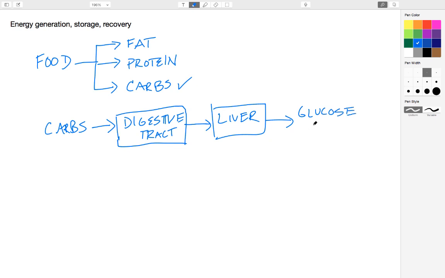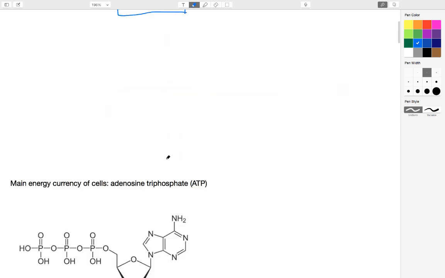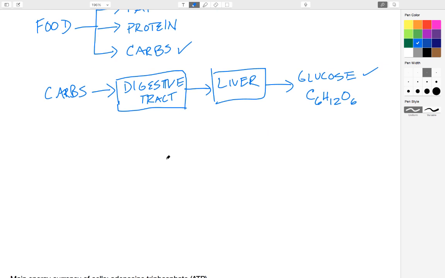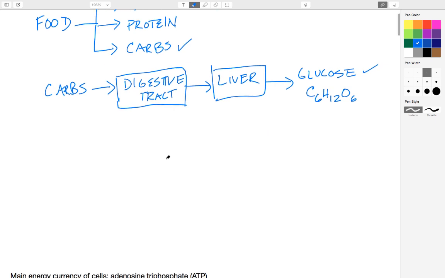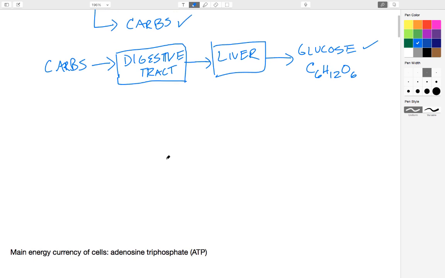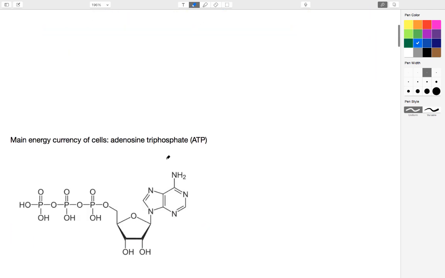Glucose is sort of the most basic form of sugar that your body can use. Its formula is C6H12O6. And this is the main form of energy that your body makes use of. Even though glucose is what the body converts carbohydrates to, this is not actually what the cell uses for energy. The cell uses a different molecule called ATP.